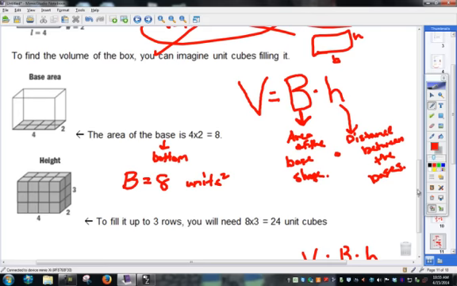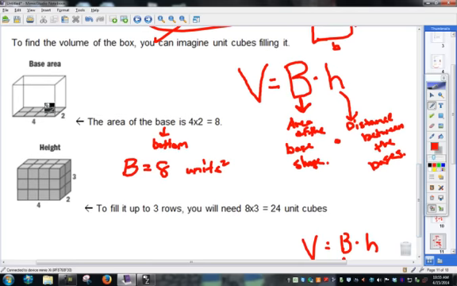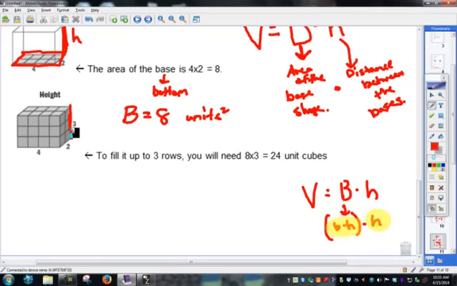Okay? Because that's just area. And then basically you're saying, okay, if this is my base, how far was it stretched? And there's where our height comes in. How far was your base shape stretched? Okay, and that's the whole point. Which is why, when we do the formula, we would do it like this. This is what I would expect to see.